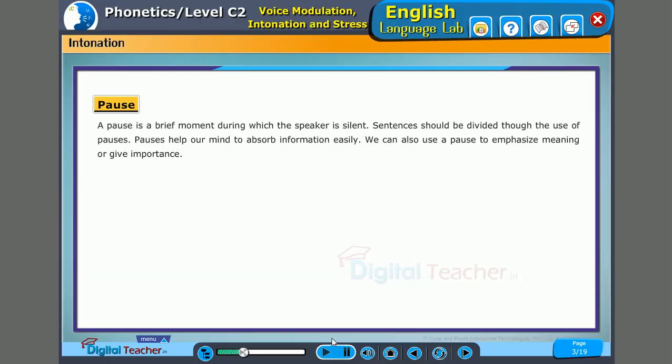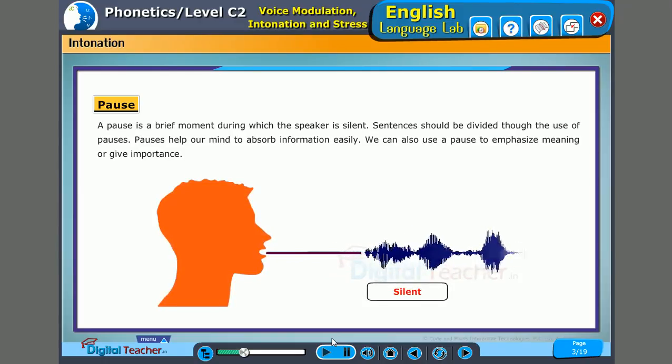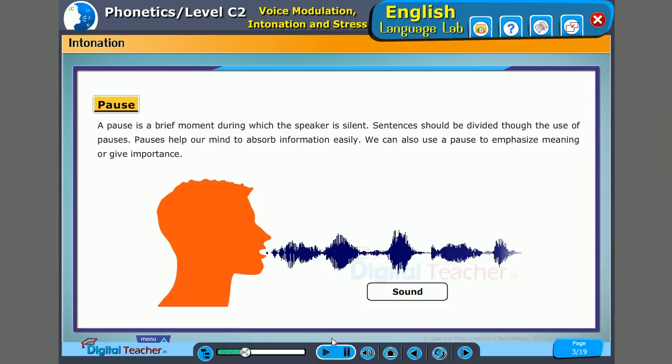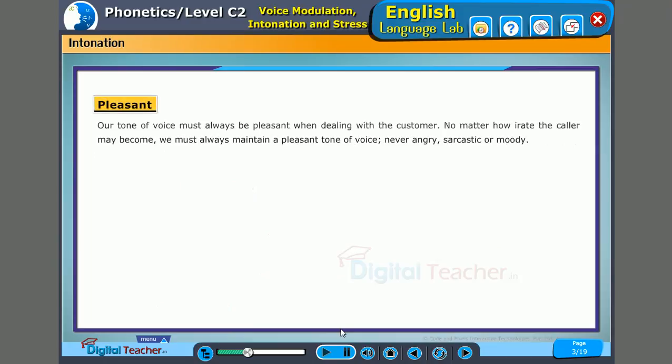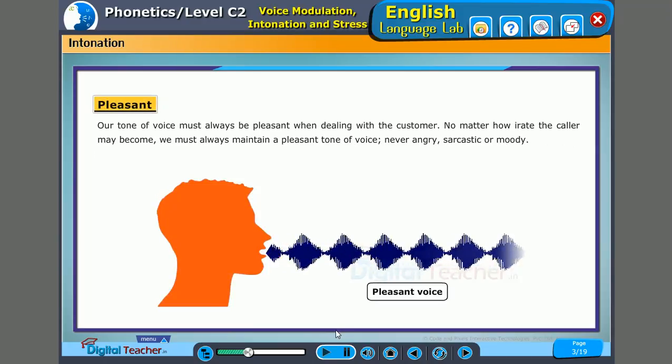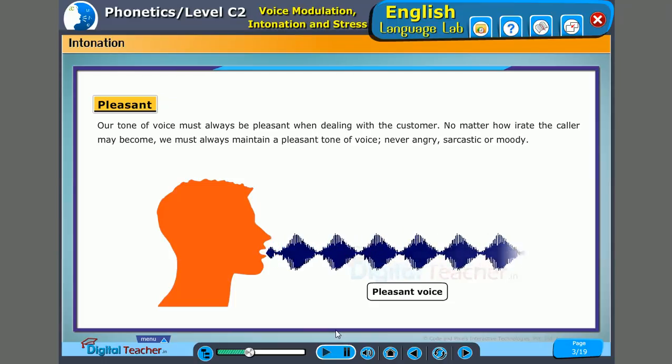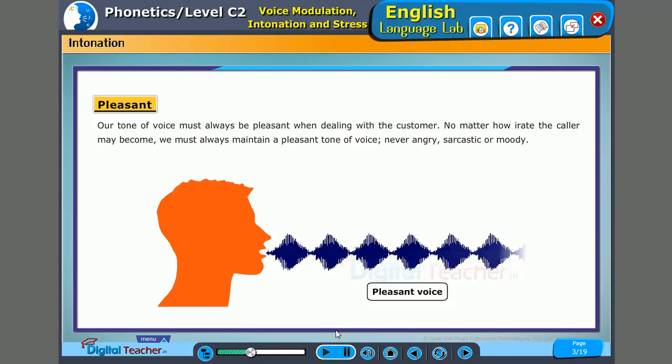Pause. Pause is a brief moment during which the speaker is silent. Sentences should be divided through the use of pauses. Pauses help our mind to absorb information easily. We can also use a pause to emphasize meaning or give importance. Pleasant. Our tone of voice must always be pleasant when dealing with people, no matter how irate the person might become. We must always maintain a pleasant tone of voice, never angry, sarcastic, or moody.